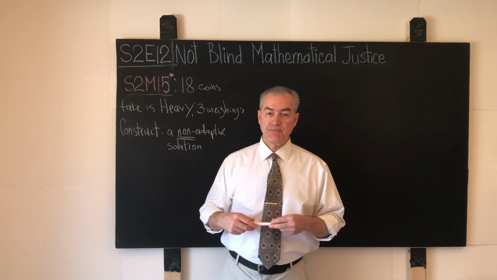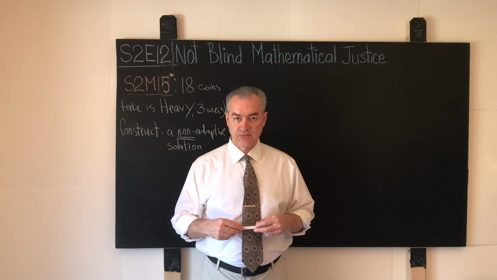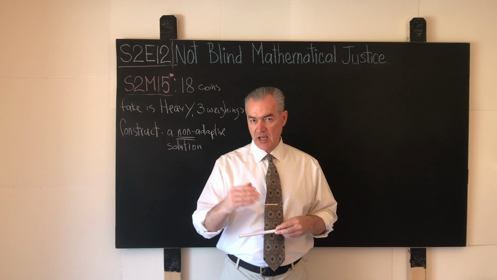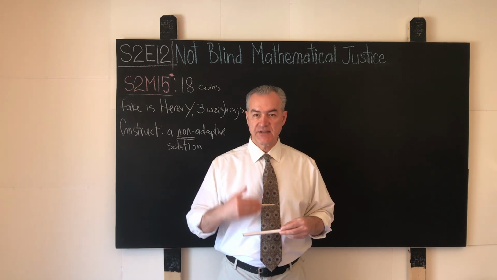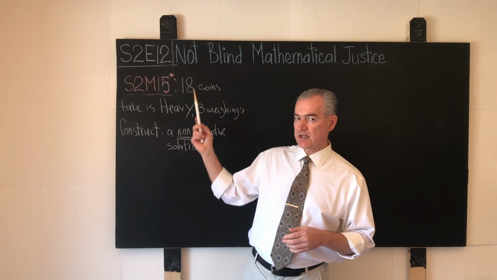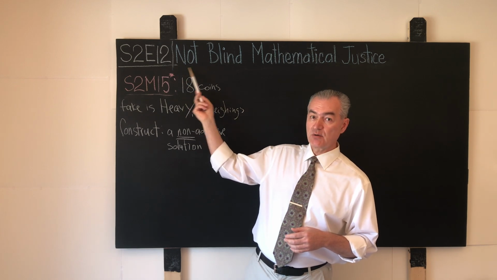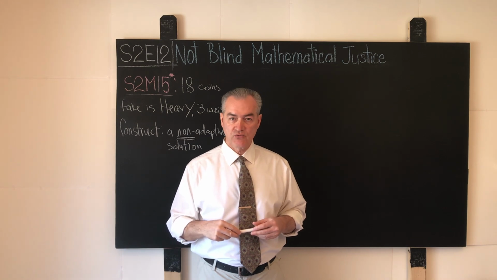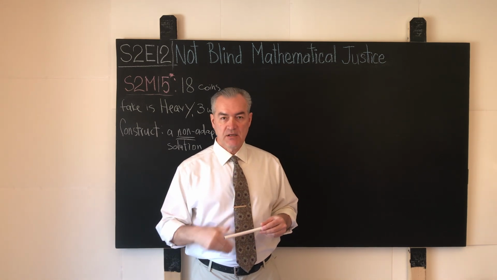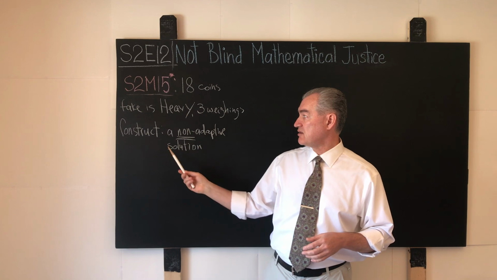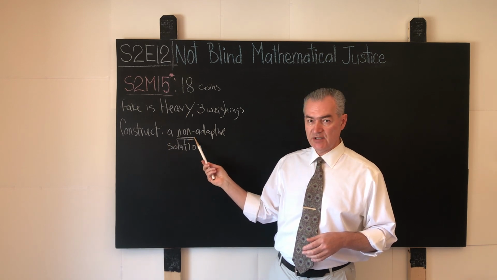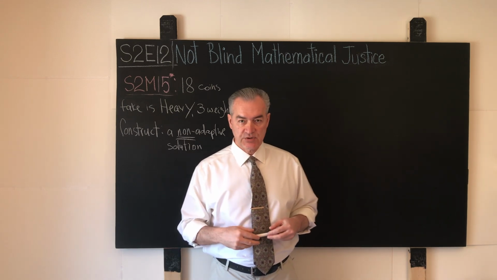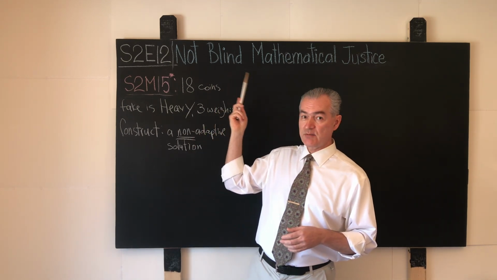and it's heavy. And as you understand now, precisely because we looked at the result of each weighing in our adaptive solution, that is why the title of this episode is not Blind Mathematical Justice, precisely because we look at each outcome of each weighing. But in the problem S2M15, the challenge is to design a non-adaptive solution. And as you might have guessed already, the title of the next episode will be Blind Mathematical Justice.